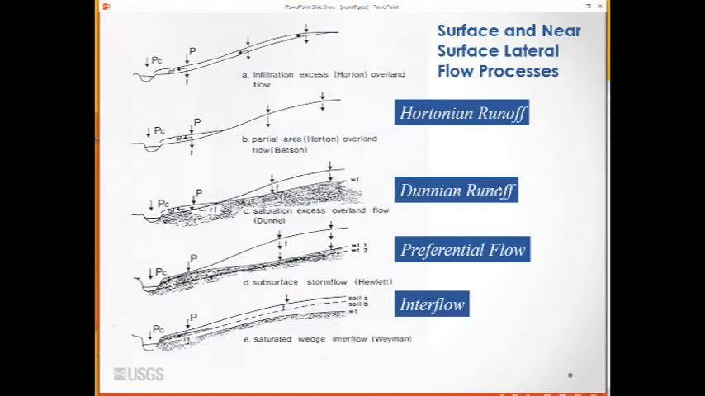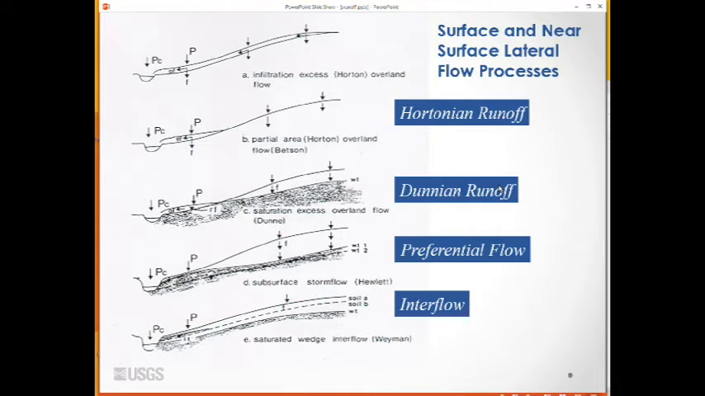The fourth curve illustrates subsurface storm flow, where water infiltrates to areas where the water can flow quickly through high conductivity features such as animal burrows, root channels, leaf litter, gravel layers, etc. This type of flow is termed preferential flow in PRMS.